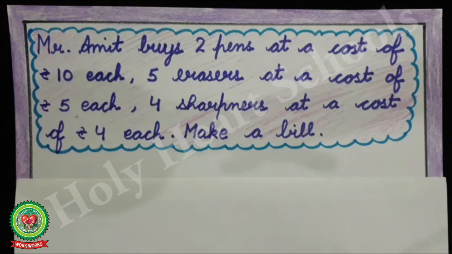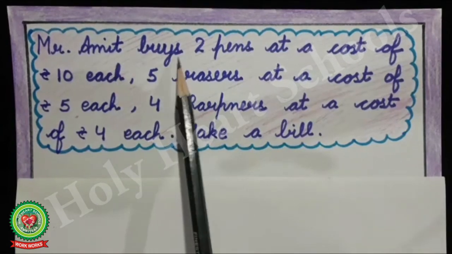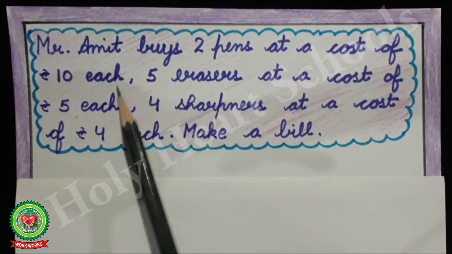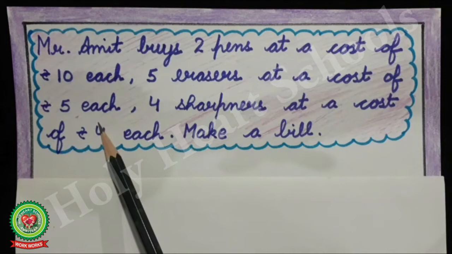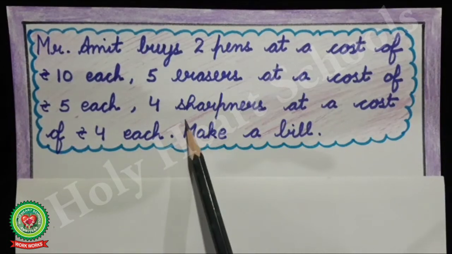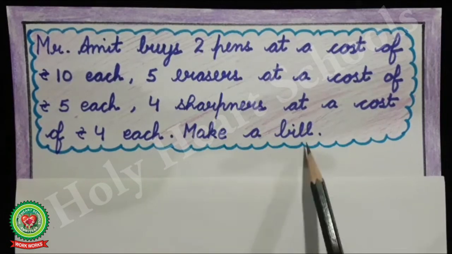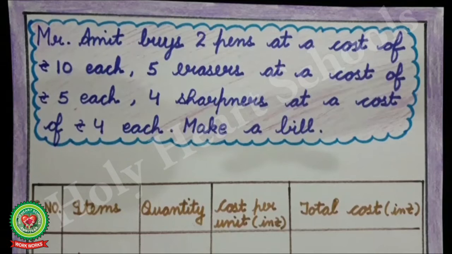Now let's understand how to make a bill. Our first statement is: Mr. Amit buys 2 pens at a cost of rupees 10 each, 5 erasers at a cost of rupees 5 each, 4 sharpeners at a cost of rupees 4 each. Make a bill. Now let's understand how to make a bill for the above statement.